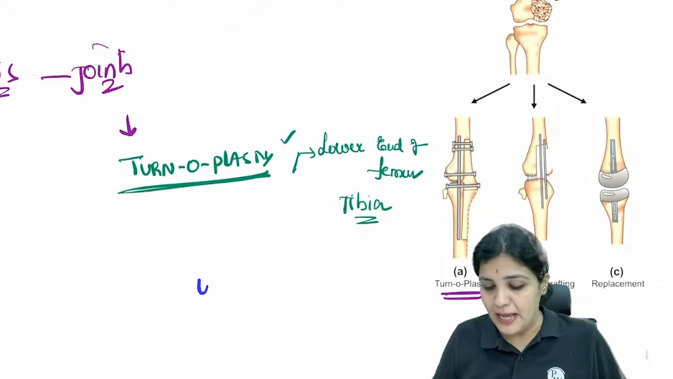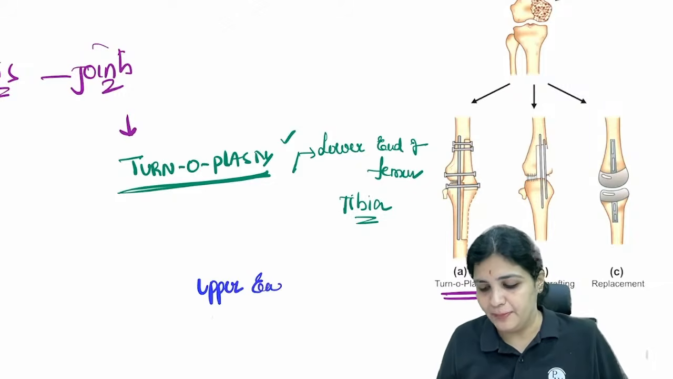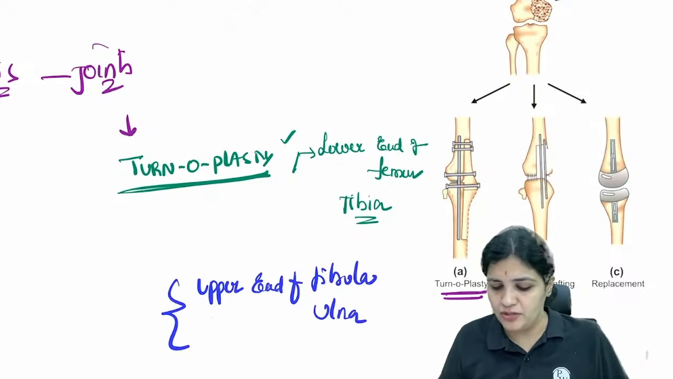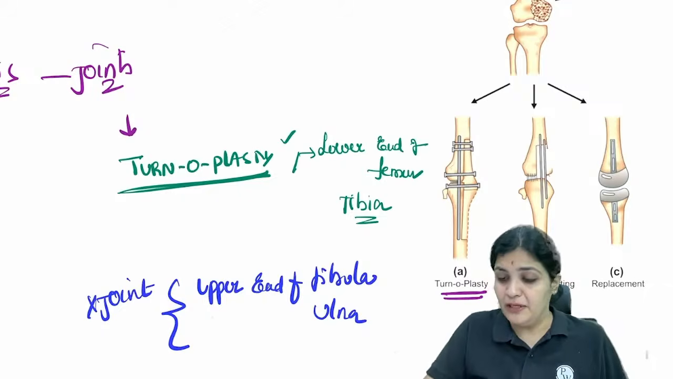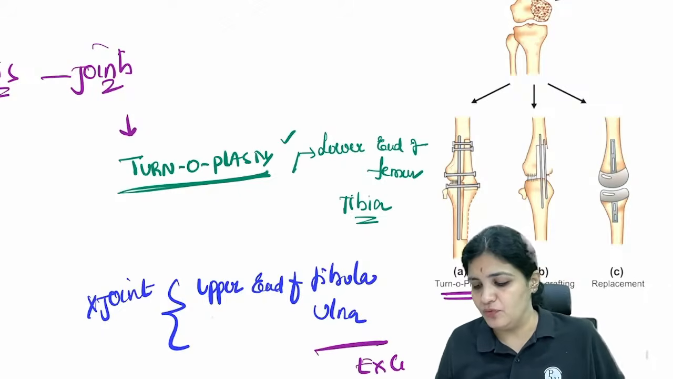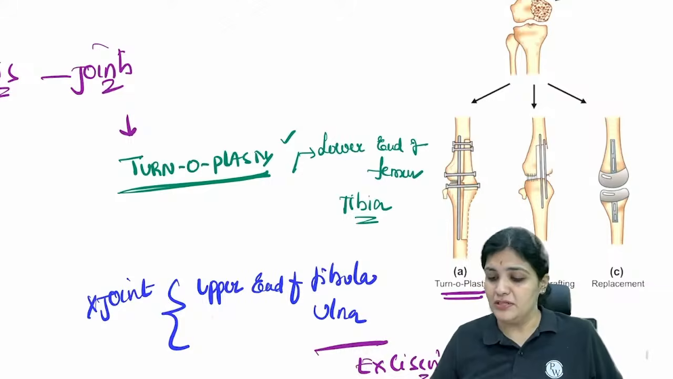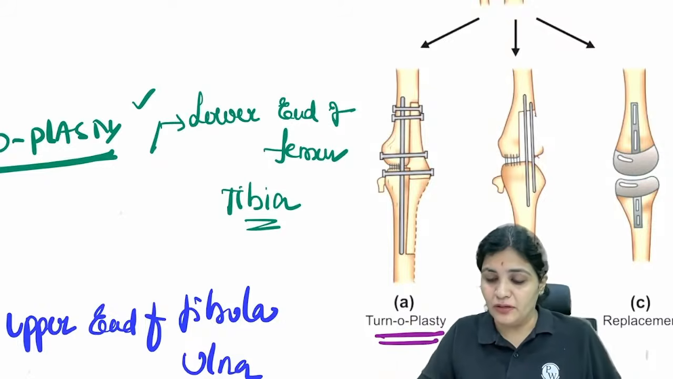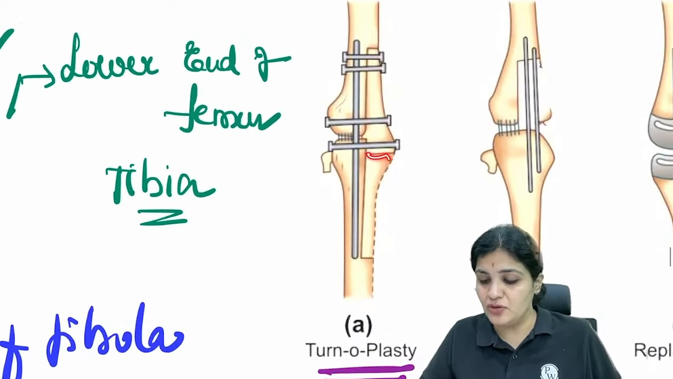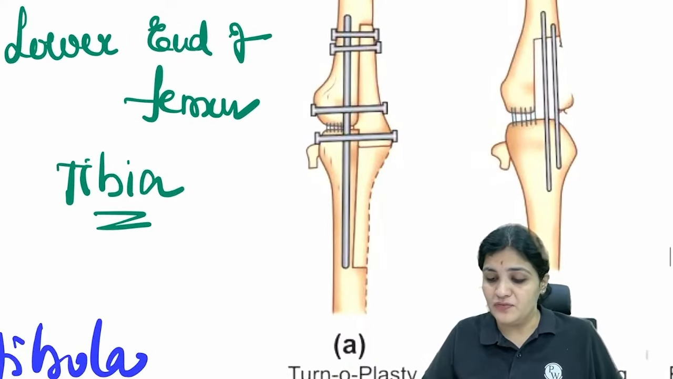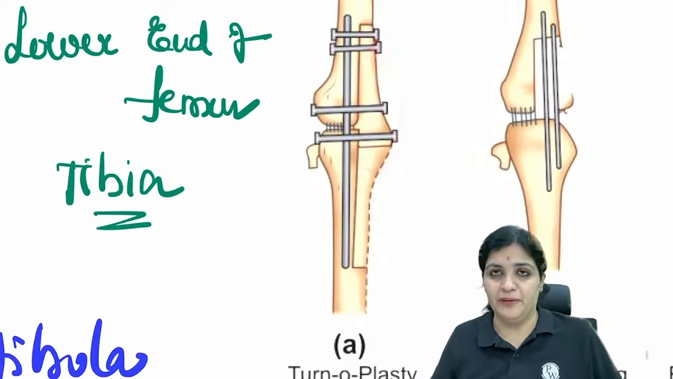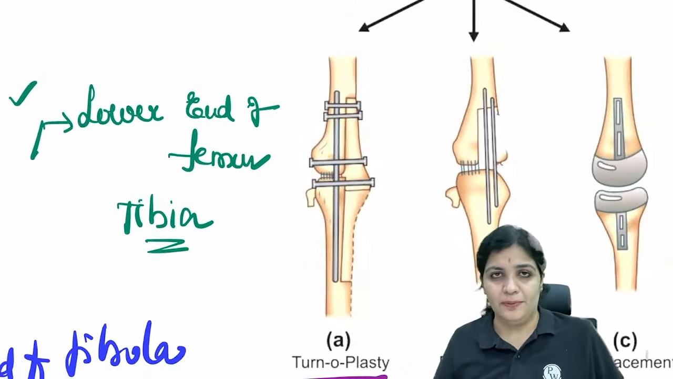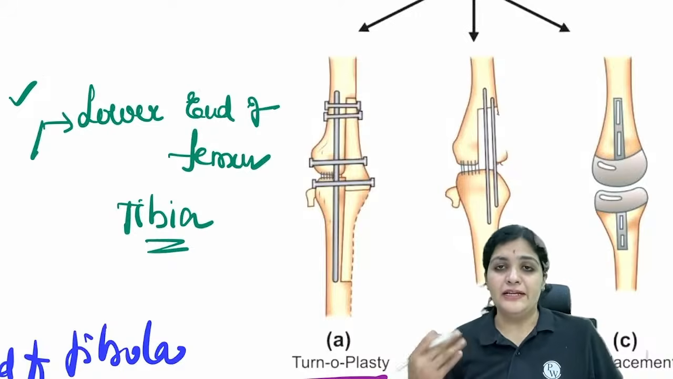But whenever it is the upper end of the fibula, or the upper end of the ulna, where there is no joint involvement, you can simply go for the excision. But if it is the femur or the tibia, what rotationplasty actually means is, so this is your fibula, right? They have cut open this fibula and turned it and used it for the femur. So the upper end of the fibula is taken and used for the femur. That is the rotationplasty technique, which is used for reconstruction of the joint.